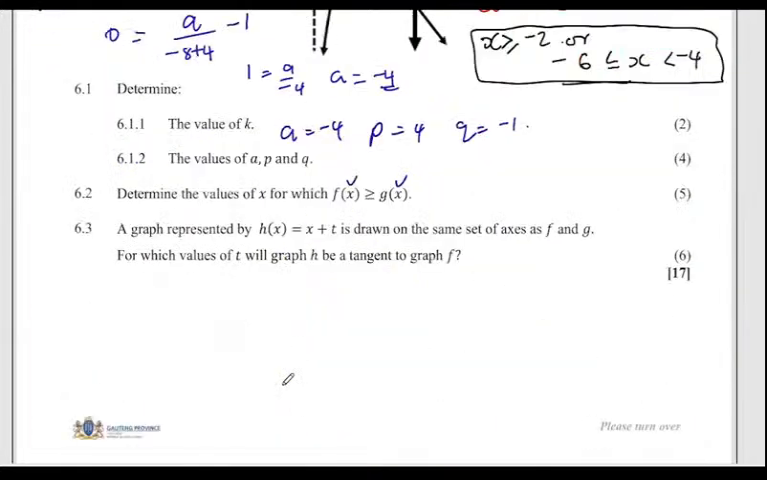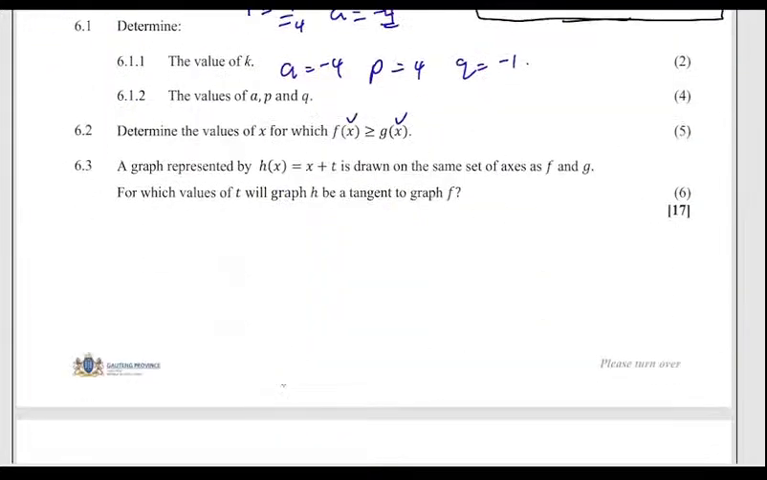All right, 6.3. A graph represented by h of x is given, drawn on the same set of axes as f and g. For which values of t will h be a tangent? So the graph can be a tangent, meaning that the graphs h and f will only intersect at one point. If it is intersecting at one point, it takes us back to the nature of roots, where b squared minus 4ac should be equal to 0.